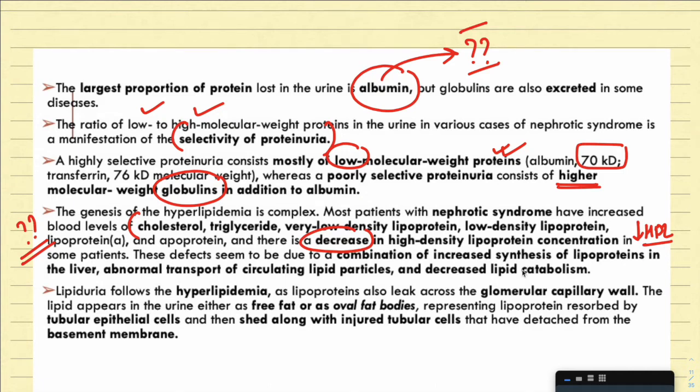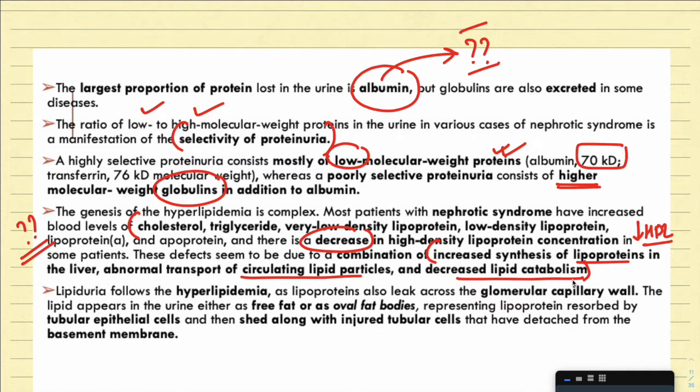Now these defects seem to be due to a combination of increased synthesis of lipoproteins in the liver, abnormal transport of circulating lipid particles, and decreased lipid catabolism. So why is it happening? Very important: an excessive synthesis of lipoproteins in the liver, abnormal transport of the circulating lipid particles, and decreased lipid catabolism. All these are 3 important causes of hyperlipidemia in nephrotic syndrome.